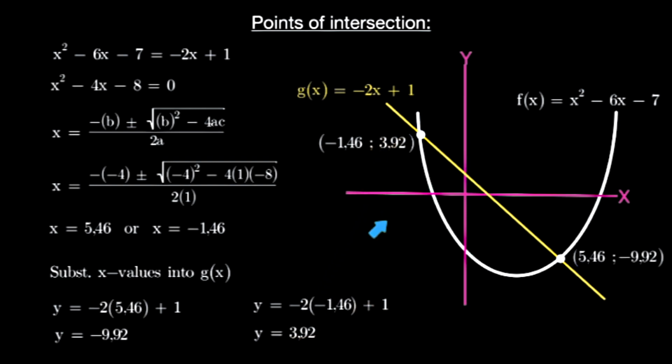And we are done. So please remember that when two graphs intersect one another, their equations will be equal, and then we only have to calculate x normally to get the x coordinates.